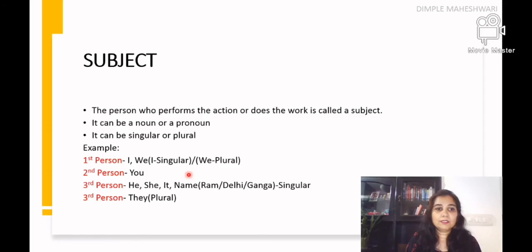You is in the second person, you as in the person who is opposite to you. Third person is he, she, it, name. So it can be a name of any person, place or river. These are all singular. Third person also has they, which is plural. So you can see that we and they are plural. So this is a table that you need to learn and understand carefully.